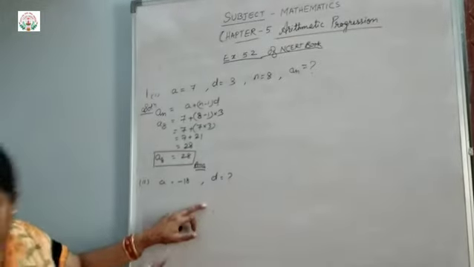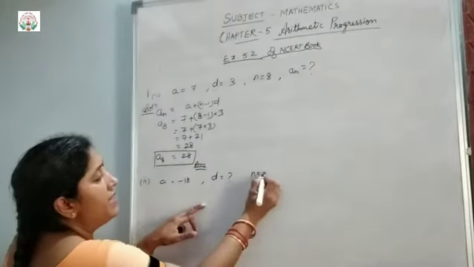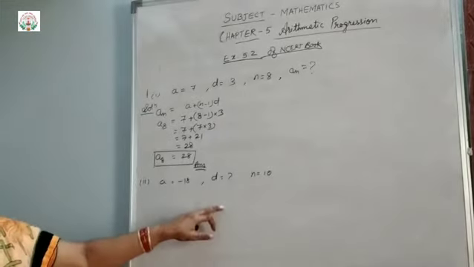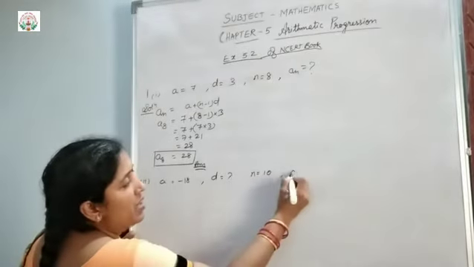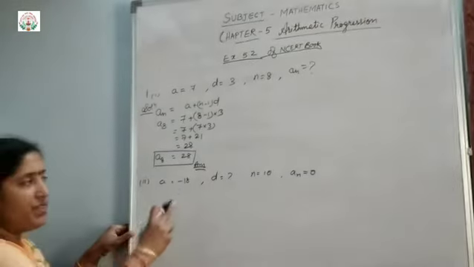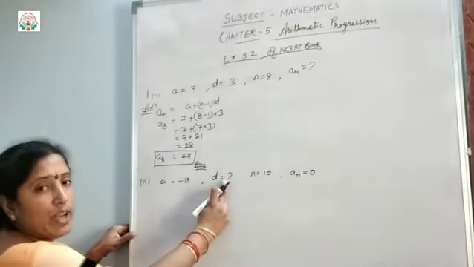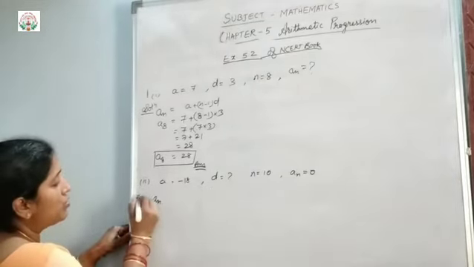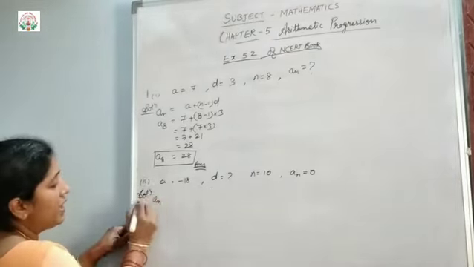And then N is given as 10, and then AN is 0. Likewise, if it is given, then you have to find the value of D. So here, same AN formula solution. AN formula equals A plus N minus 1 into D.